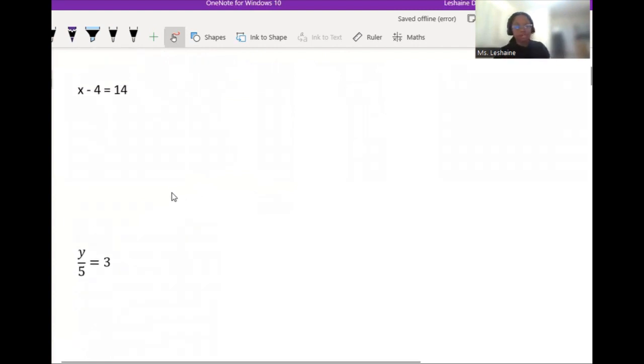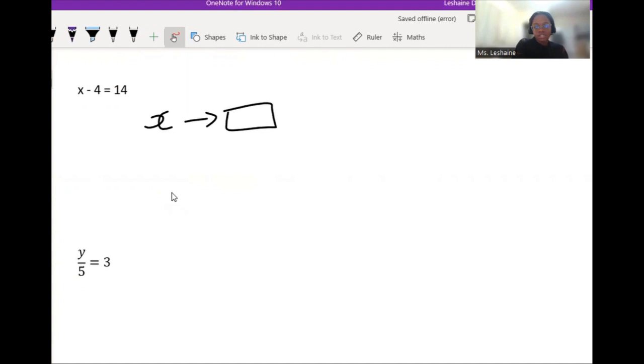In this particular question, we have our variable x again. And what is happening to x? I took x and then I subtracted a 4. So I have x, I subtracted a 4, and it gave me a 14. Now, what is the opposite of subtracting 4? The opposite of subtracting 4 is adding 4. So 14 plus 4, x is equal to 18.